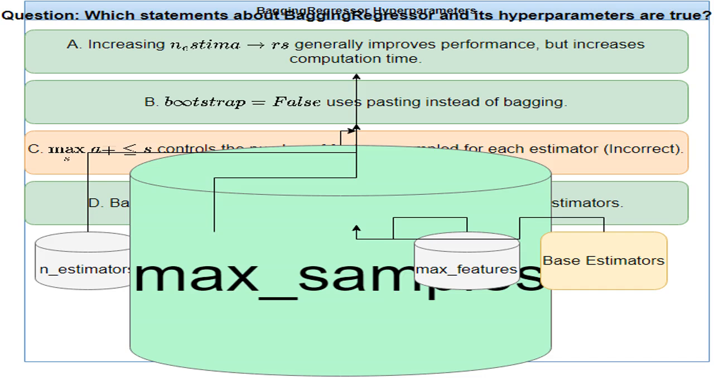I'm using this to control how many data points each base estimator trains on. It's a percentage or integer value, not a count of features. Let's say I have 1,000 data points. If max_samples is 50%, each model will train on roughly 500 randomly sampled data points.